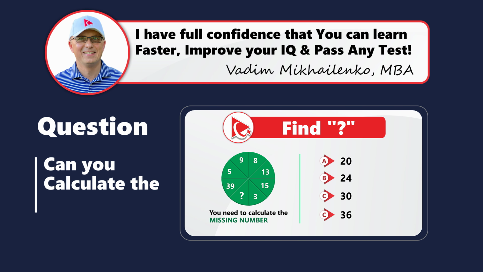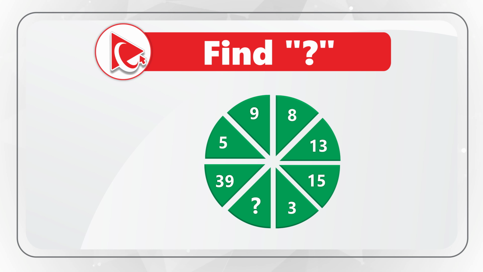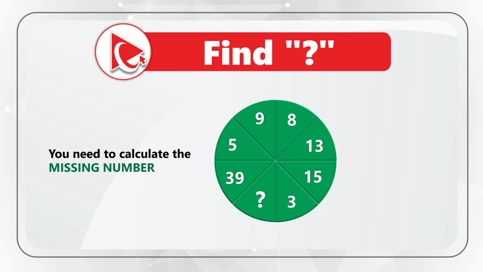Here's a problem some people might find challenging, but in reality, it's very easy to solve. You're presented with a circle, broken down into 8 sections. In each section, there is a number, and in one section, a number is missing, and you need to calculate the missing number. If we start with the 8 o'clock, the numbers that are present are 39, 5, 9, 8, 13, 15, 3, and then comes the missing number.